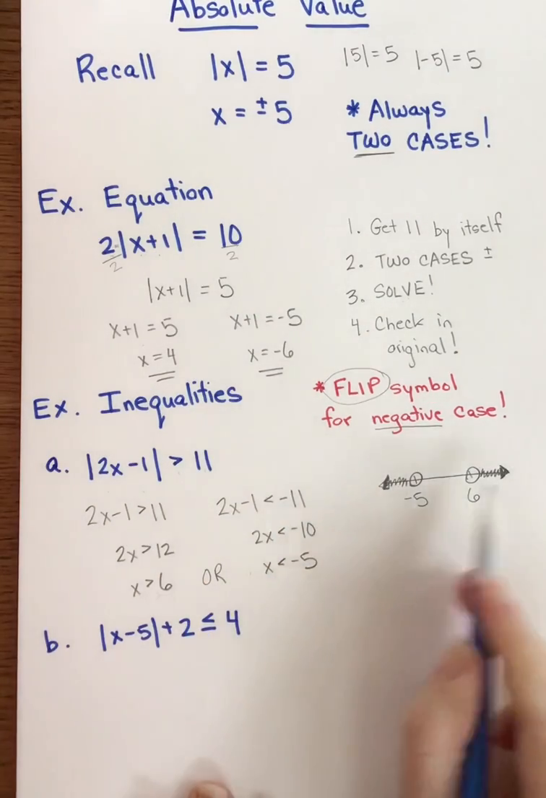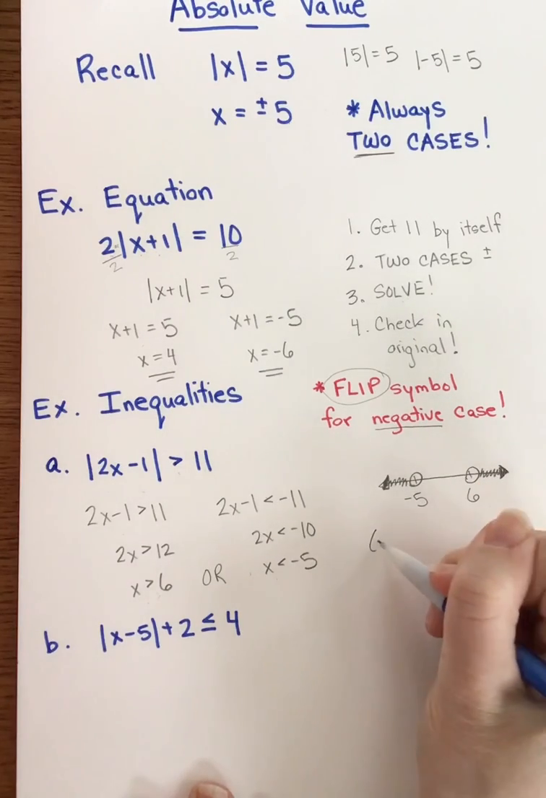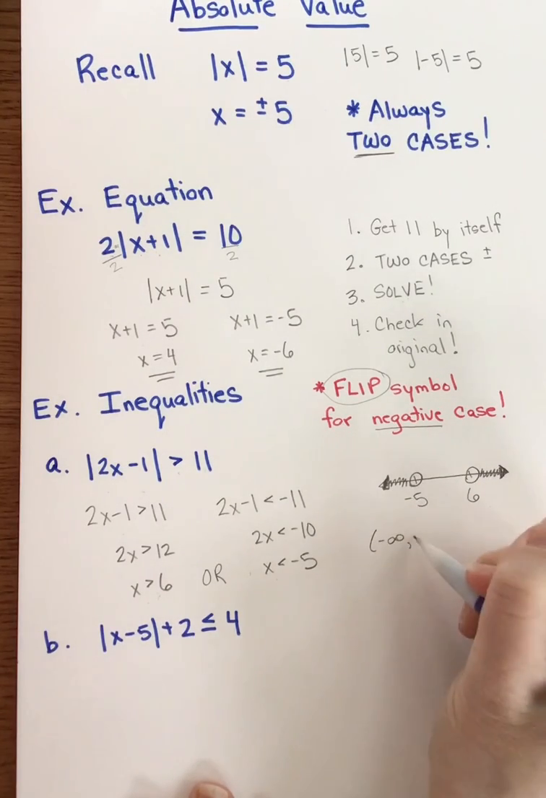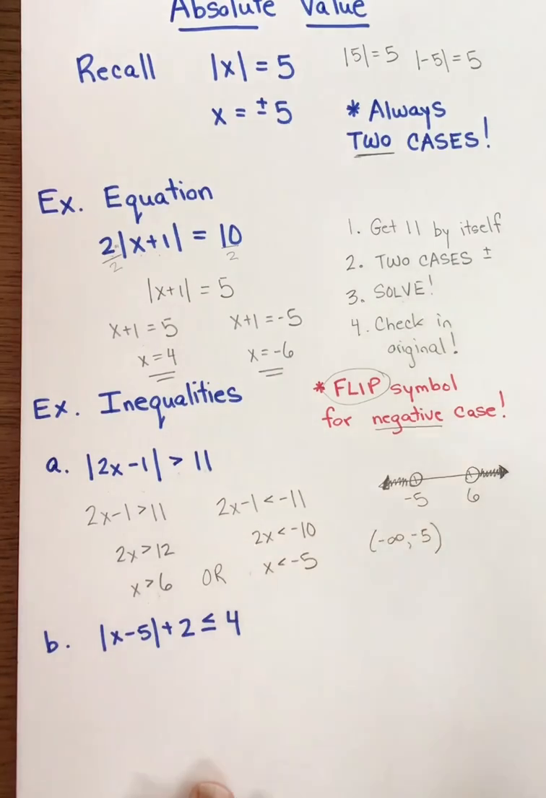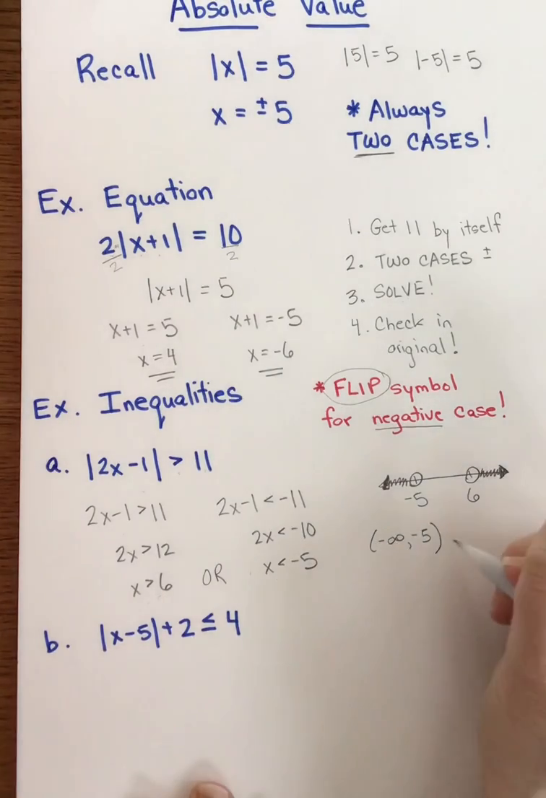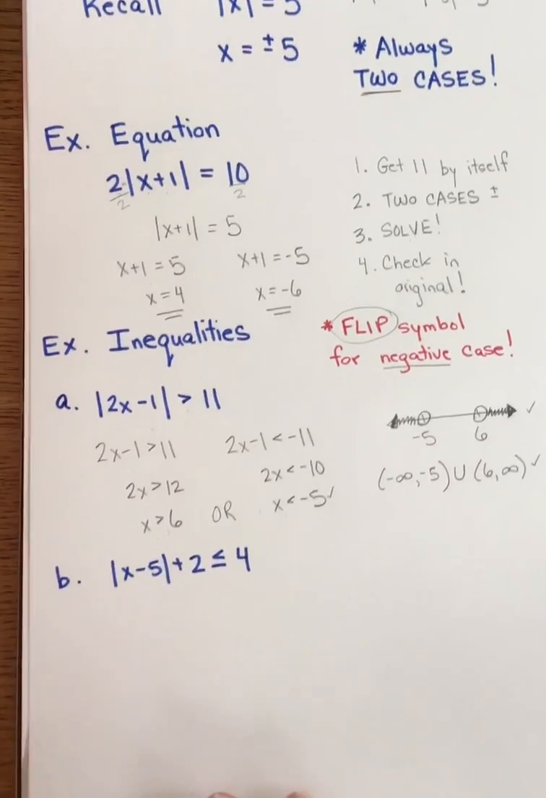If you're feeling very Algebra 2, you can also use your interval notation. This interval starts at negative infinity all the way to negative 5, but it doesn't include the negative 5, just like domain and range, open circle. I union that with 6 to infinity. So you can show your algebra one way, you might want to graph on a number line, and here's your Algebra 2 intervals. Okay, let's try one more with our inequalities.